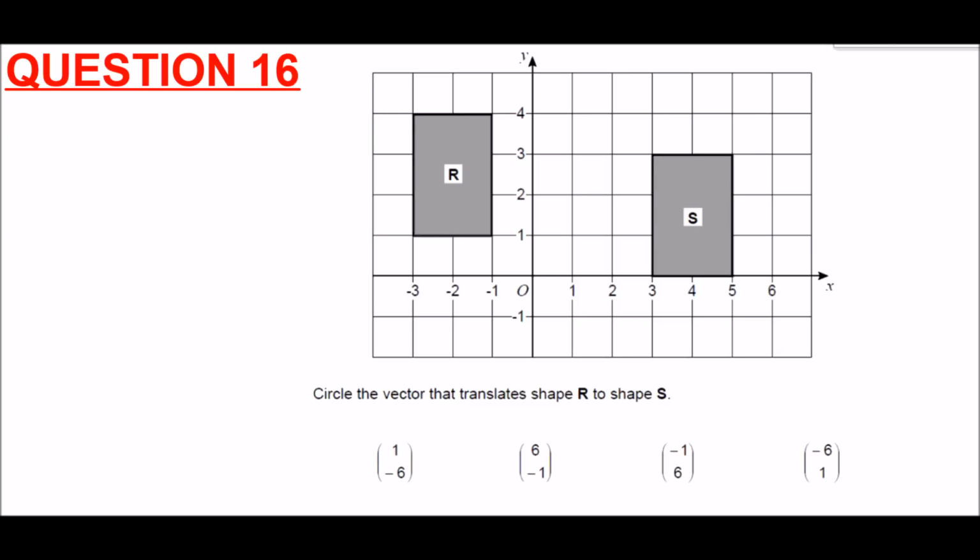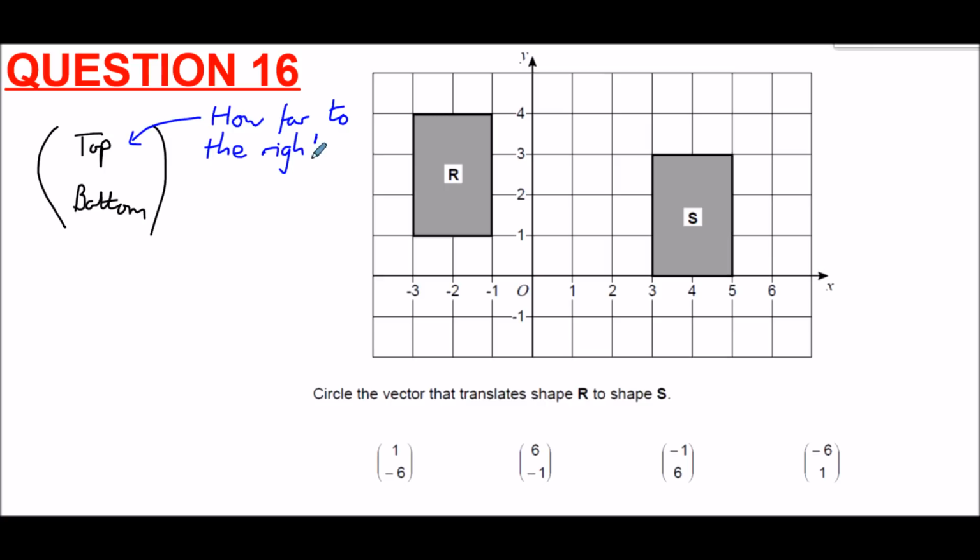Question 16. Circle the vector that translates shape R to shape S. Now, with vectors, we have a top number and a bottom number. So, what you need to remember for vectors, the top number tells you how far it's moved to the right. The bottom number tells you how far the shape's moved up. So that means how far up.